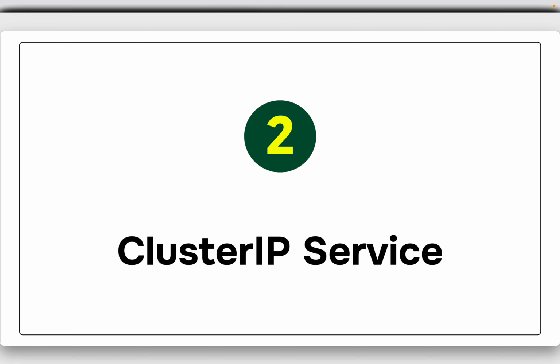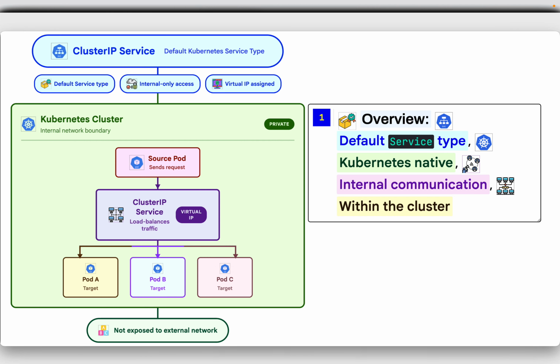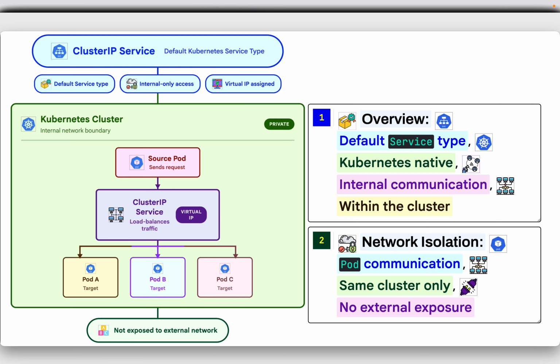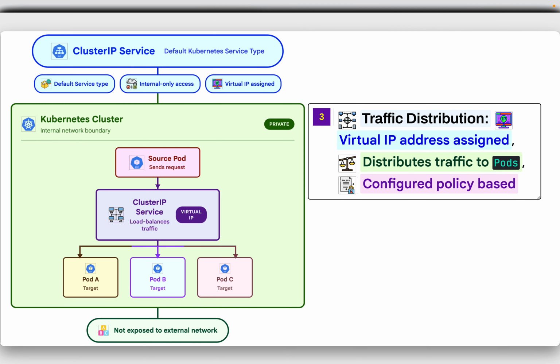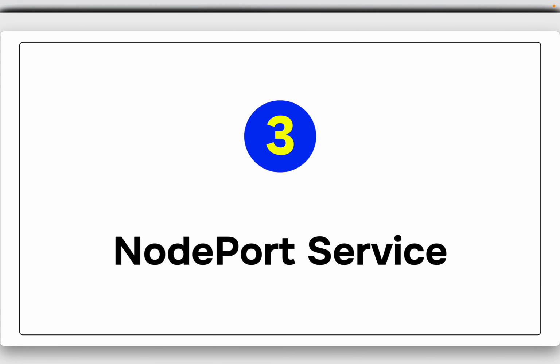Second topic, cluster IP service. Cluster IP is the default service type in Kubernetes and is used for internal communication within the cluster. Cluster IP services enable communication between pods within the same cluster without exposing them to the external network. A virtual IP address is assigned to the service, which distributes traffic to the pods based on the configured policy.